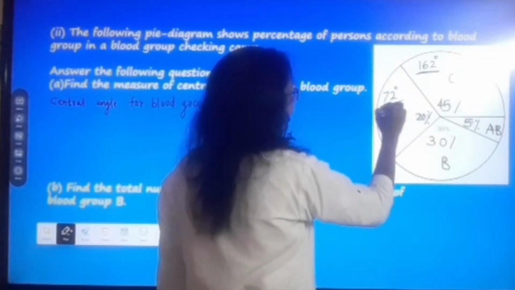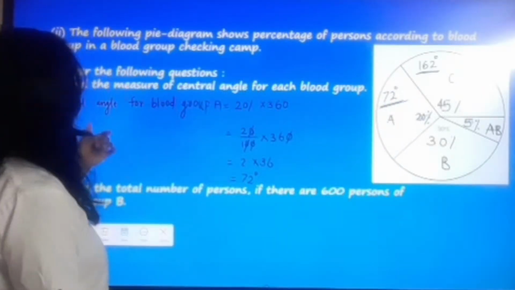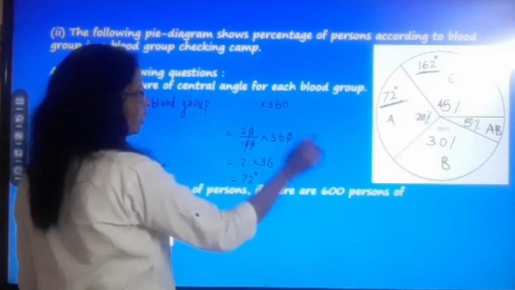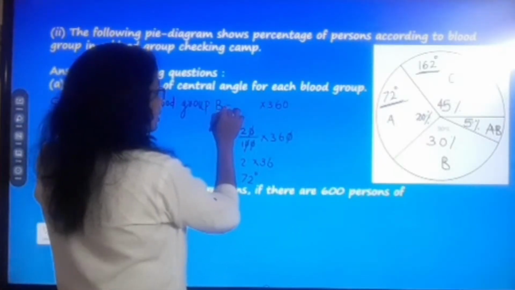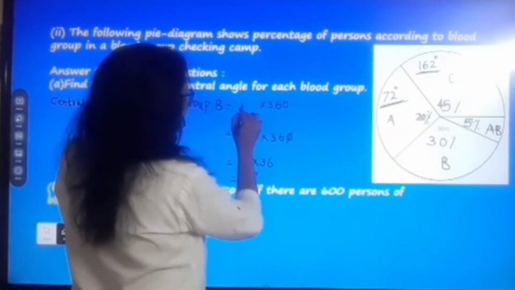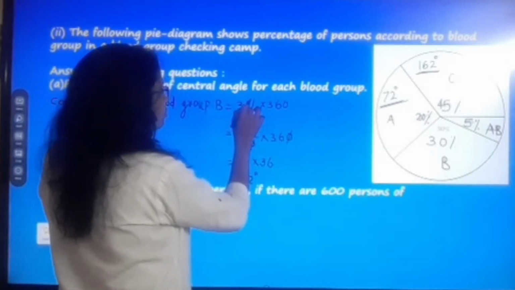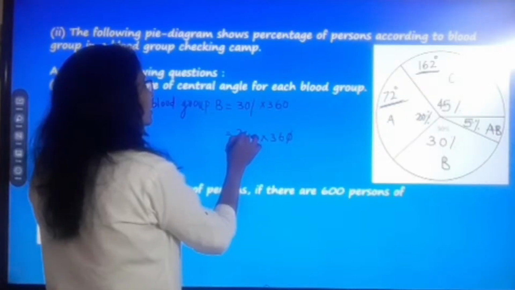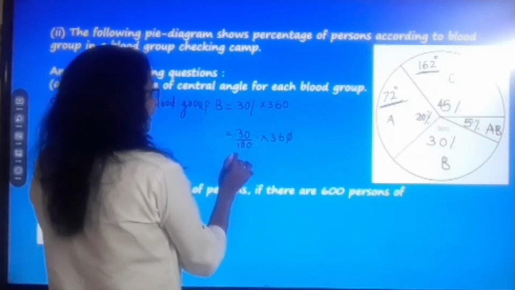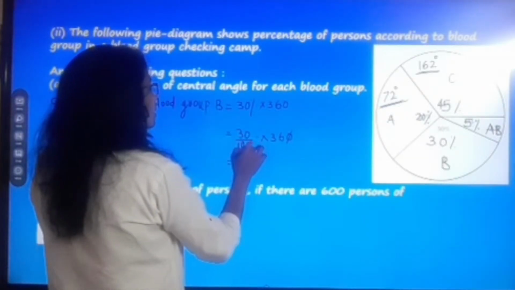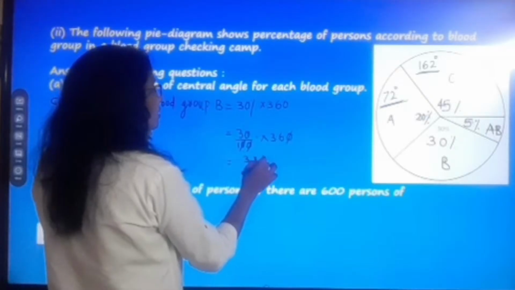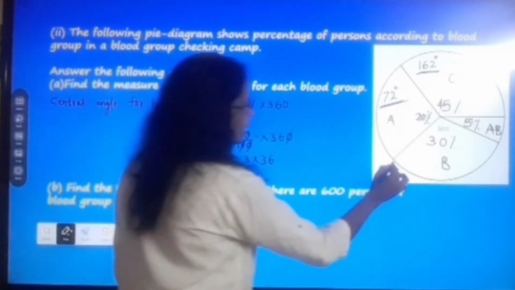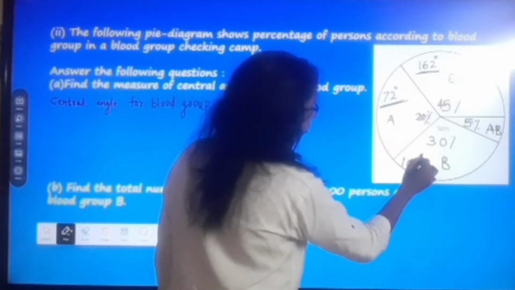Okay, this way. Then the central angle for blood group B. So which is equal to how many percentage? 30%. So 30% multiplied by 360. So 30%, that means, students, 30 upon 100, and the zeros get cancelled. So 3 multiplied by 36 is equal to 108. So here this angle is made by 108 degrees.